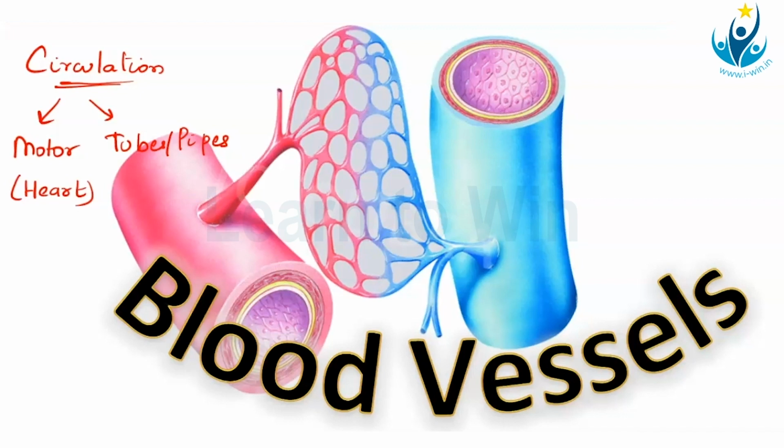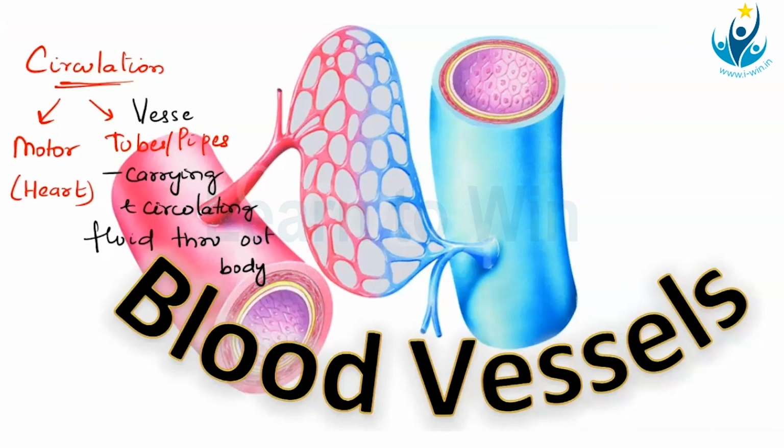Now the motor acts as a pumping station, and in both the cases it is the heart, whereas the pipes are mostly associated with carrying and circulating fluid throughout the body, whatever body it is. Now, these pipes are called vessels, and you have two types of vessels: lymphatic vessels or lymph vessels if they are carrying lymph fluid, and blood vessels if they are carrying blood.